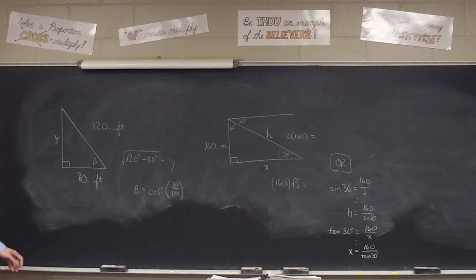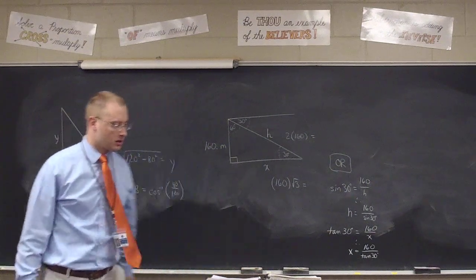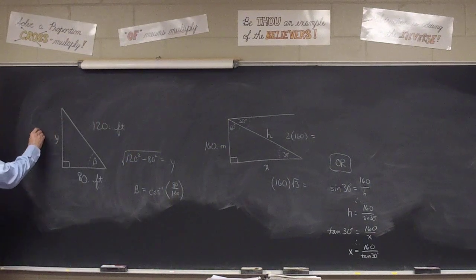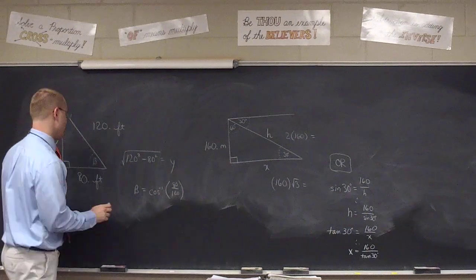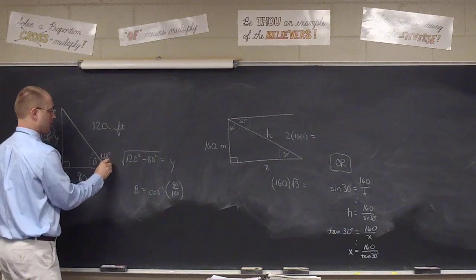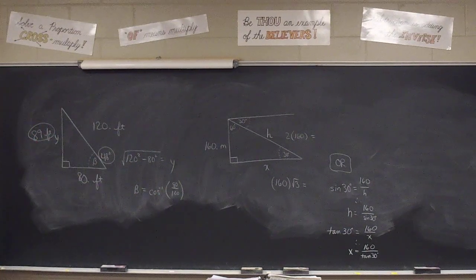What do we get for side y, class? 89. Rounded, 89 feet. And then what do we get for our angle beta? 67. 48. Ooh, should be 48 degrees. All right, re-enter it on your calculator. Make sure you've got it now. Arc cosine of 80 over 120. Questions on number 3?